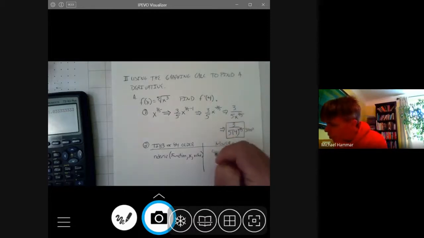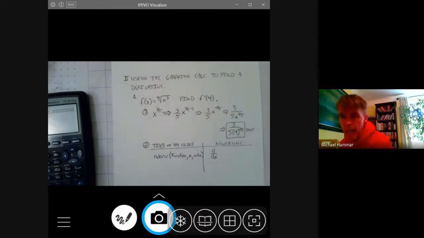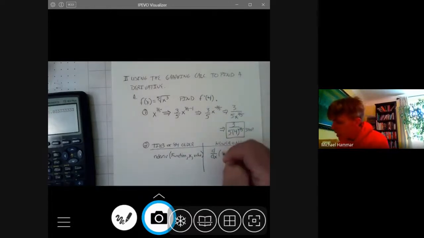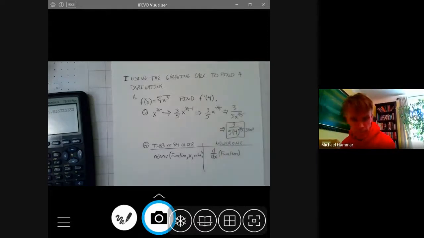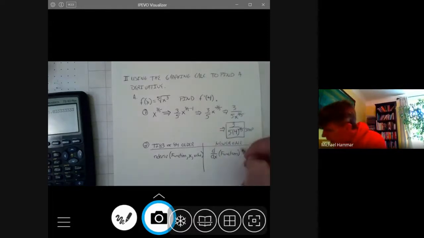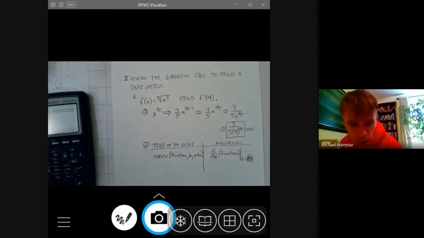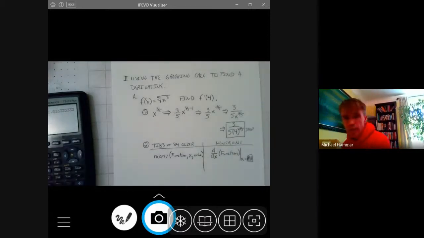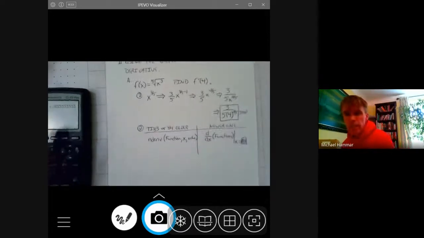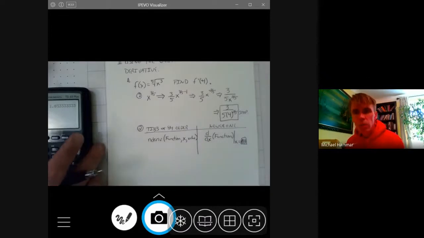Now, if you have a newer one, they use this setup. What you're going to see is you're going to see d over dx, and then it's going to ask you to type in the function here. Okay? And then it has a line, and then it's going to tell you x equals, and then you're going to have to put whatever number it is you're trying to find it at, so whatever that value is. Now, mine's an older model, so I am going to show you. The key sequence to get there is the same, but you might have to fill in numbers a little bit differently.